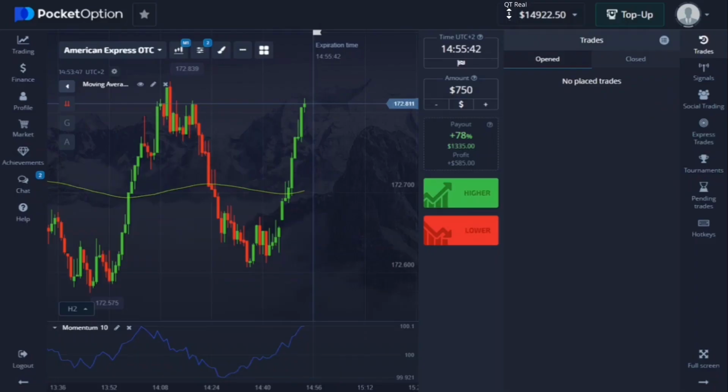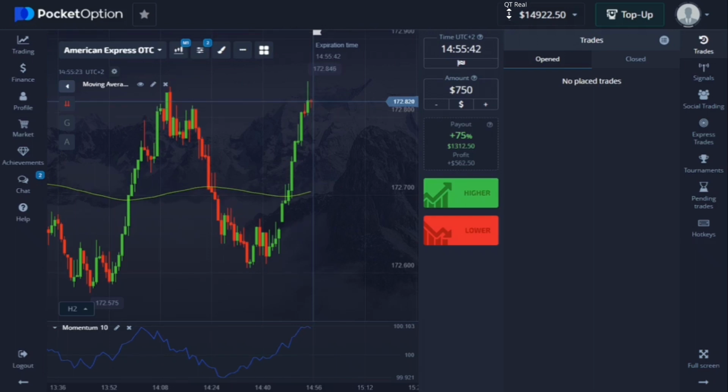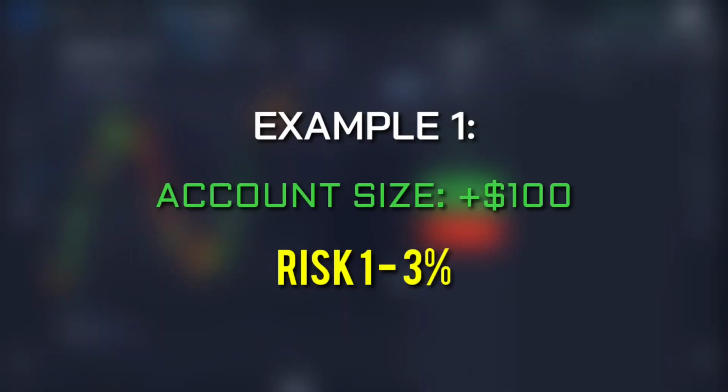I mean, there are so many risk management structures that you can make use of, and at the end of the day, you can manage your capital in whichever way that you would like to. But I do have some examples of ideal risk management structures that you can make use of. So the first example is for traders with an account worth more than $100. Now this structure involves risking only 1 to 3% of your total capital.